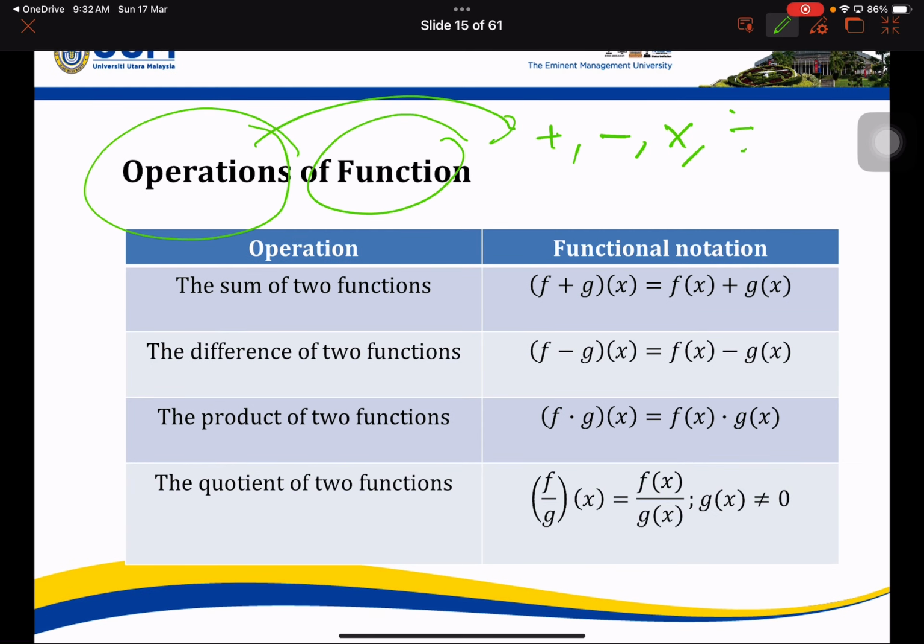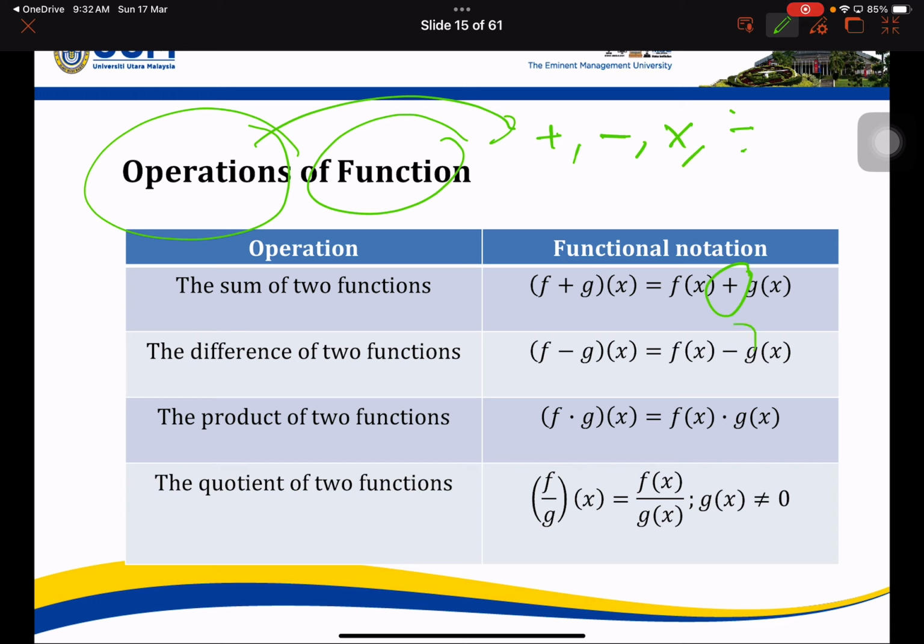Okay, so this slide, what does it mean here? Operation on functions, what does it mean? If you have two different functions, or one function, we can do addition, subtraction, multiplication, and division. That is what it means from the slide. So this one is addition. So f plus g is basically just f plus g.